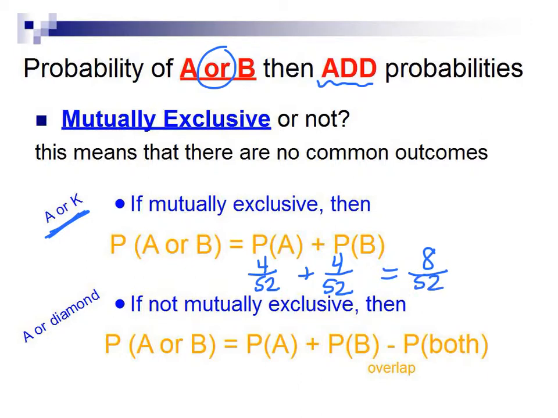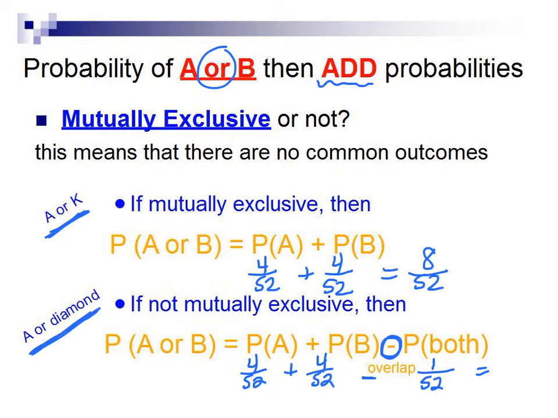Now, the other situation is if they are not mutually exclusive, like when we had the ace or diamond. These are not 2 totally separate events. They do have some overlap with that ace of diamonds. So when you do that, you still say, okay, the probability of my ace was 4 out of 52, plus the probability of my king was 4 out of 52. But I always have to subtract any overlap that I had, any cards in this case that fell into both of those. And I had 1 card that fell into both of those categories. So I'd subtract that.